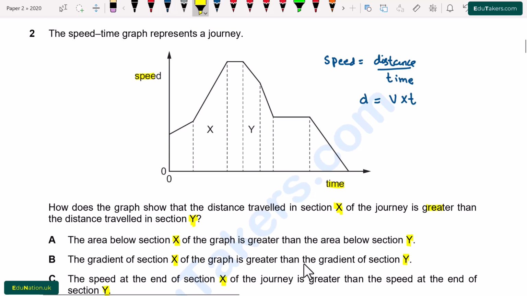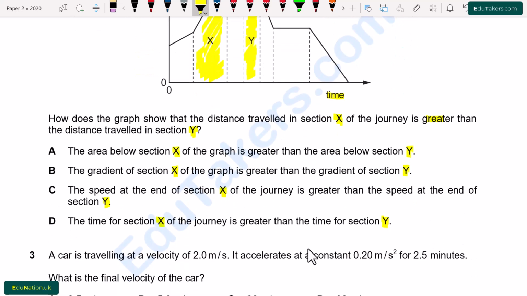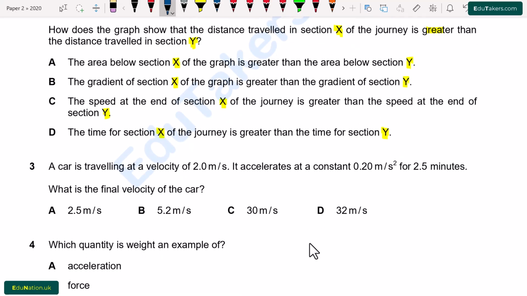Now we see the section x and section y. This is section x and here is section y. The area of the section x is larger as compared to the area of section y. And here distance is basically equal to the area under speed time graph. So from here option A is correct, which shows that the area below section x is greater than the area below section y. So A is correct.